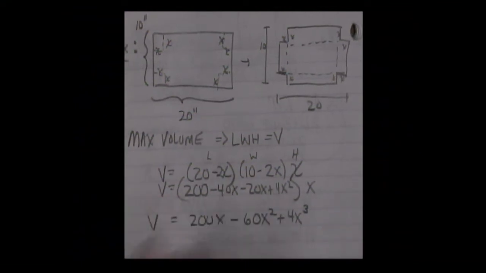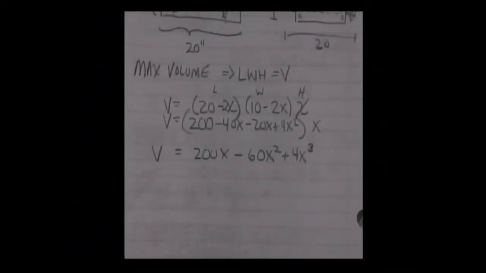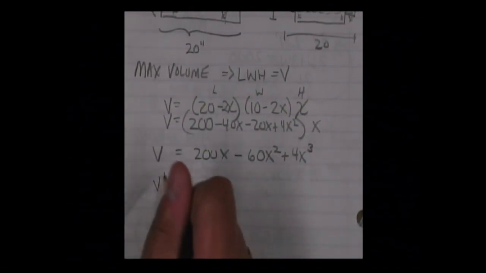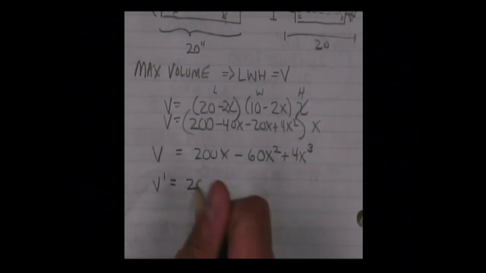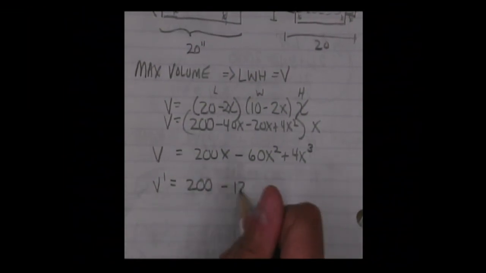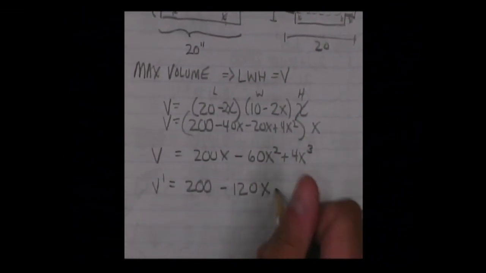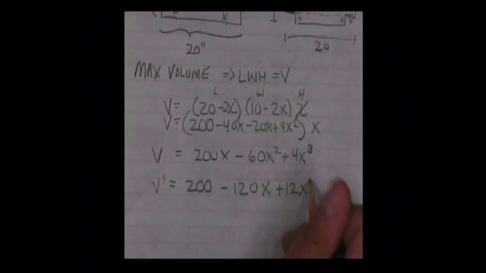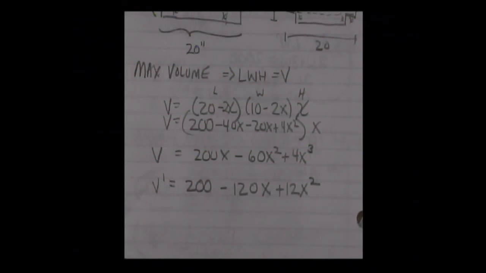This is my volume. I now have the equation. I've done no calculus. Now it's time to do the calculus. Take the derivative: 200 minus 120x plus 12x squared. My math okay today? And this, I now set equal to 0.